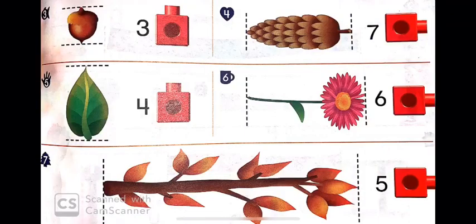Now, number 3, I have an acorn and 3 cubes. So I have to compare the height and draw a circle around the one that is taller. Now, what do you think?